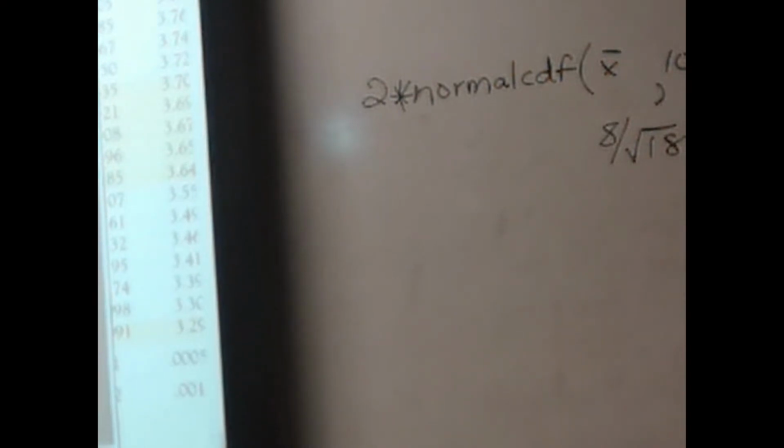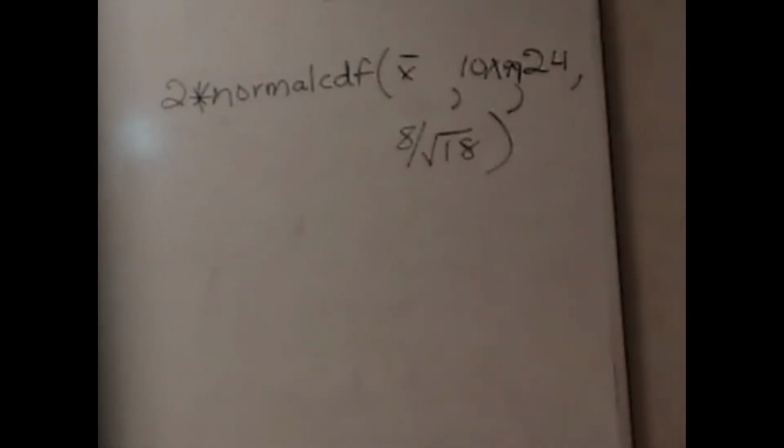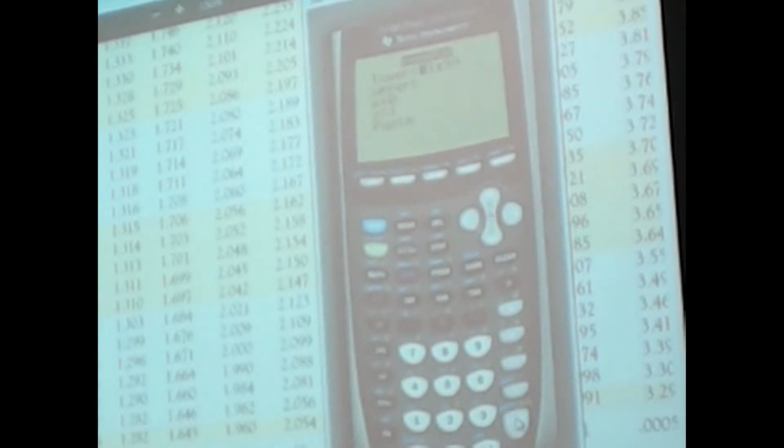Okay, and we can aim it at the screen now. Hopefully it's capturing the calculator a little better today. So, lower bound 25.555555556. Upper bound is 10 to the 99. Mu is our claimed mu of 24. And sigma, 8 over square root of 18. Is there a question before I hit enter?